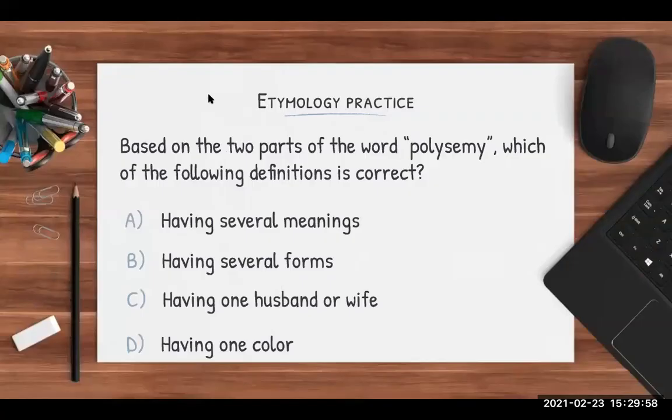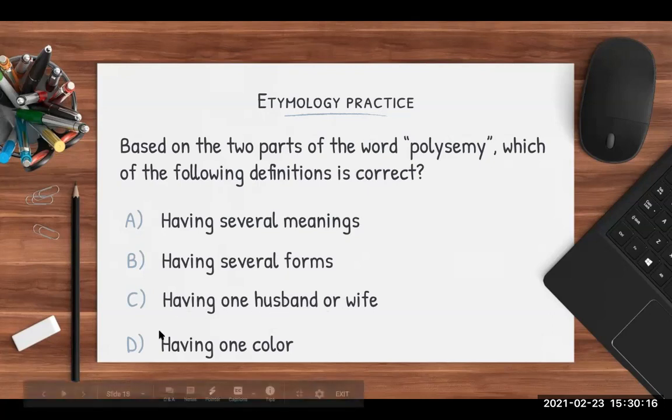Now we have some practice for the etymology strategy. So the question is, based on two parts of the word polysemy, which of the following definitions is correct? A, having several meanings, B, having several forms, C, having one husband or wife, or D, having one color.